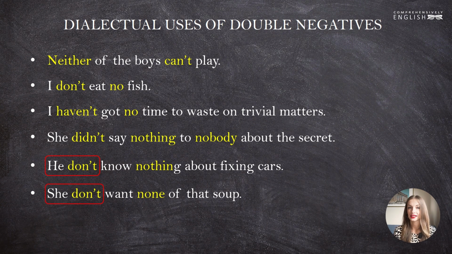Apart from two negatives in each of the sentences, we also have don't, which is used with the third person singular. In standard English, to be correct, we should say he doesn't and she doesn't, but in dialectual use, you might hear don't used together with he and she. So he don't know nothing. Yes, such sentences exist in the language. This is called vernacular English, and it doesn't mean bad English, it's just English as it is.